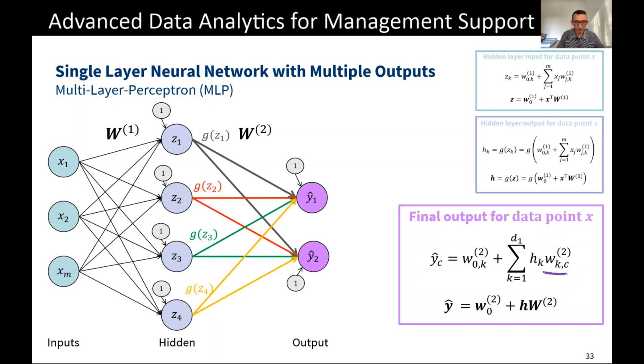And then we can equivalently write out the equation to compute the final output for a given data point x of our neural network, y hat, as W0, the intercept or the bias, plus the hidden layer output times our weight matrix W.